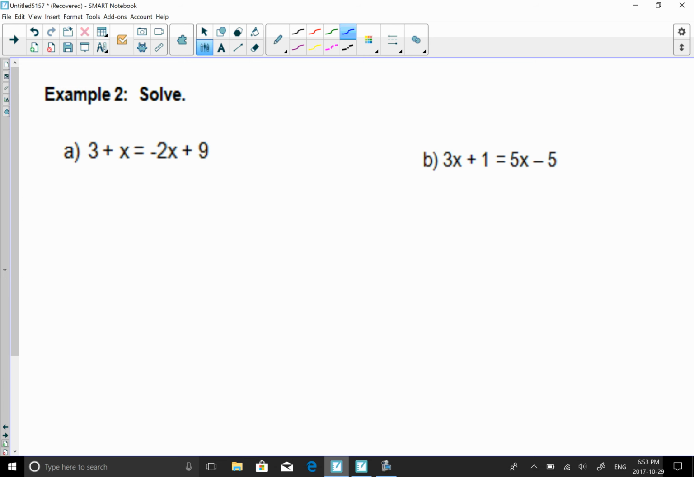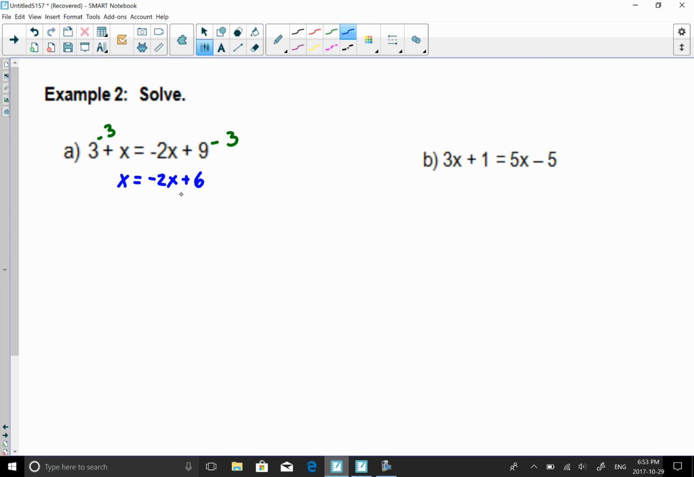They seem more complex. So again, your idea is you want to pick a side for the variables and pick a side for the numbers. Let's say I like the variables on the left side, so I don't want this 3 here. So first I'm going to subtract 3 from both sides. That disappears. 3 minus 3 is 0. And then I'm left with 9 minus 3, which is 6.